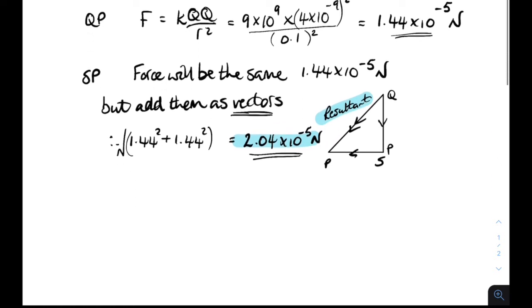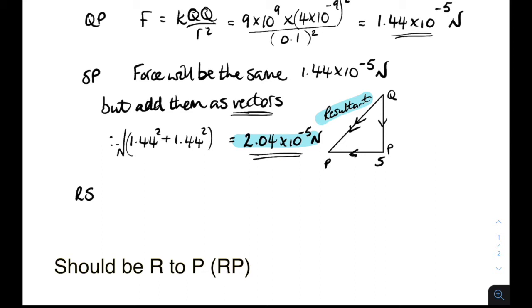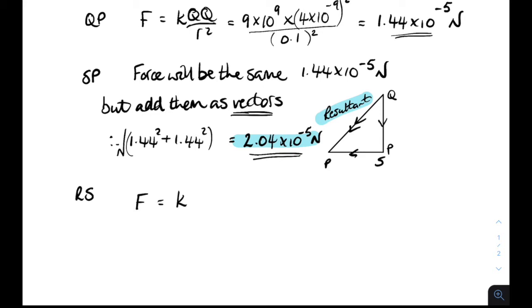Now we've still got a third one to do. We've still got the charge at position R, so R to S. And we need to go back to the start with this one because although it's the same size of charge, it's at a different distance. And we need to work out that distance first. So bear in mind it's a square and the side of the square was 0.1 metres. So if we want to do F equals kQQ over r squared, then it's still going to be 9 times 10 to the 9 for the constant. It's still going to be 4 times 10 to the minus 9 squared for Q times Q. But r this time is going to be different.